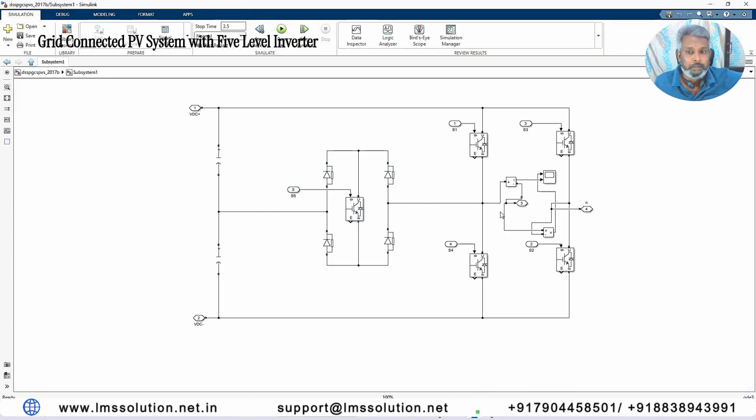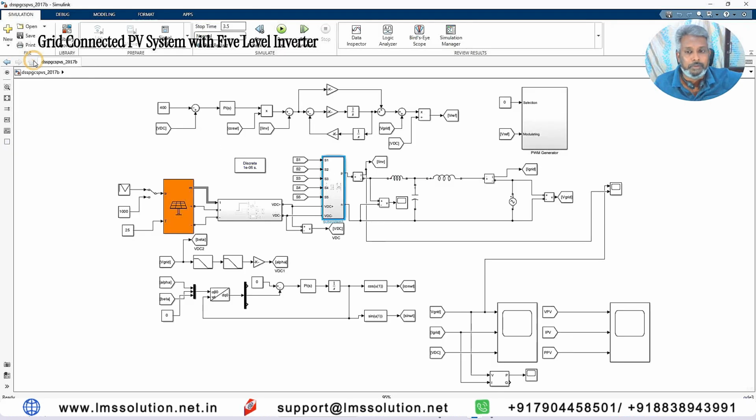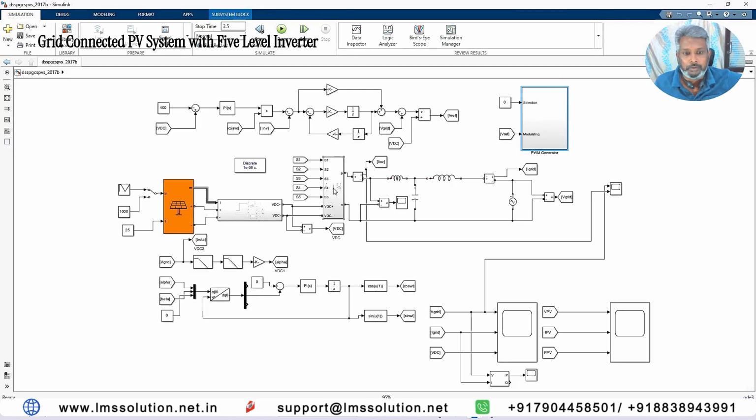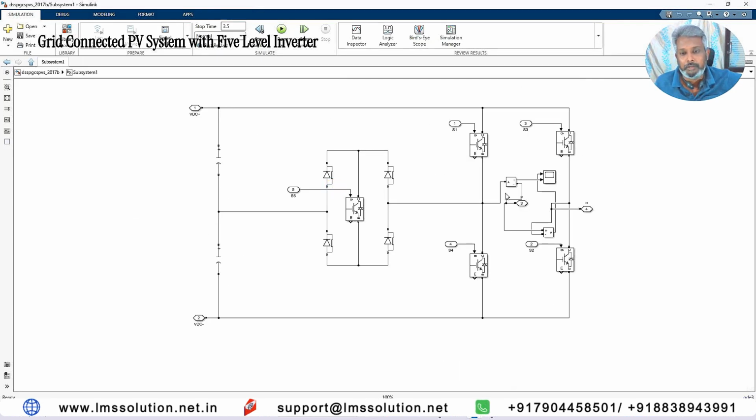These IGBTs are controlled by this control logic. Here we create the switching pulses and control logic for the 5 level multi-level inverter. According to the modulating signal from the control system, it generates the pulses for S1, S2, S3, S4, S5. Those pulses are used to control the multi-level inverter switches. How are those pulses generated? For that we need a control signal.